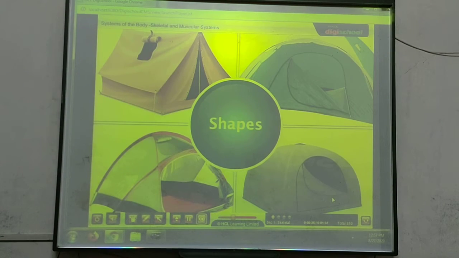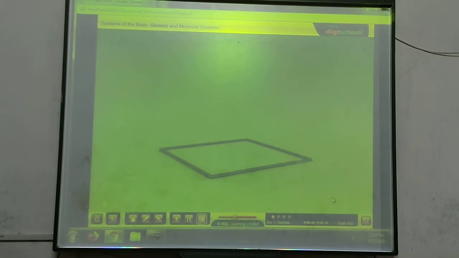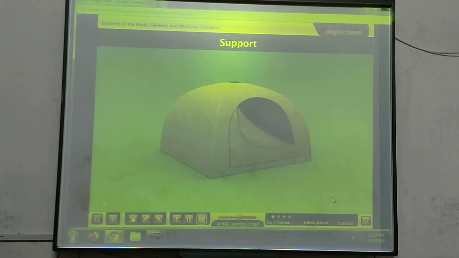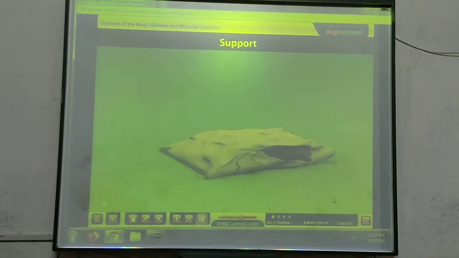You must know that tents have many different shapes. These shapes come from the rods that hold the structure of the tent. The rods also support the cloth that covers the tent. This is what a tent would look like without the rods.